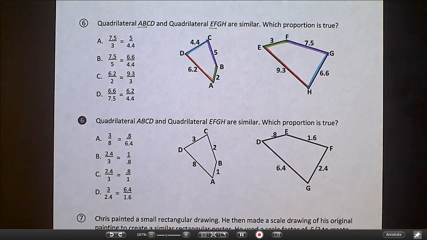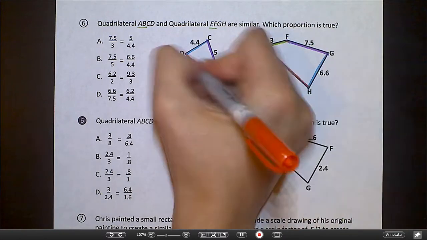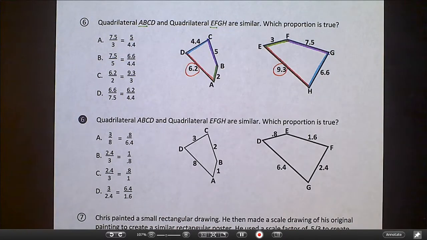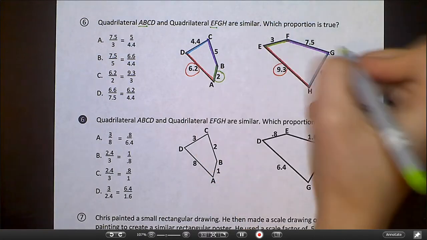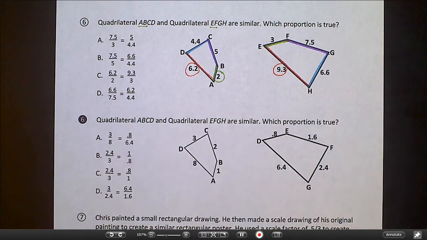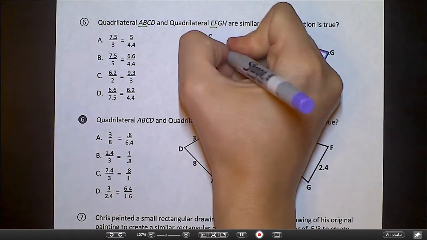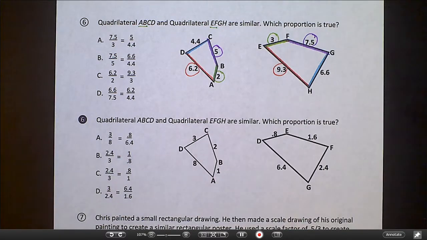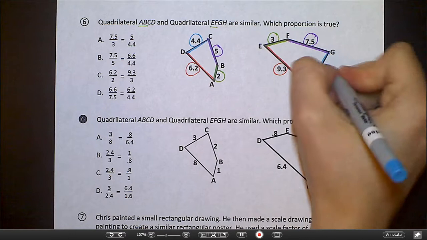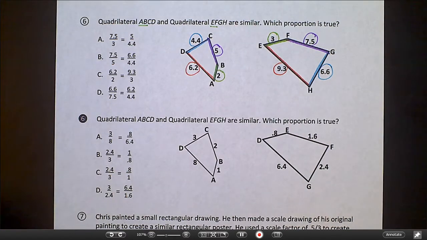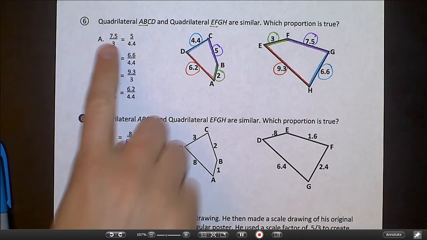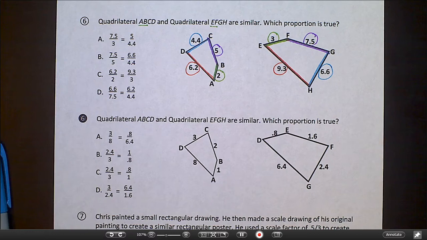Now, as I've done that, I'm going to go through and circle these just to make it stand out to me even more, since all of my proportions here have used the numbers. I want to really see the numbers and how they fit together. So 5 and 7.5 go together, and 4.4 and 6.6 go together. So all of those go together. So now that we have that done, we just have to see which one of these sample proportions actually works.